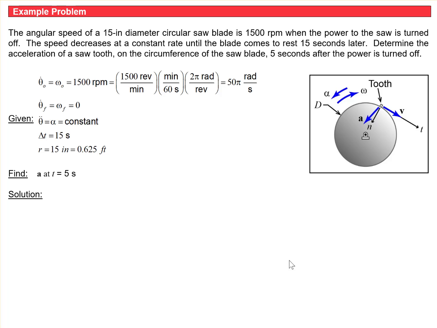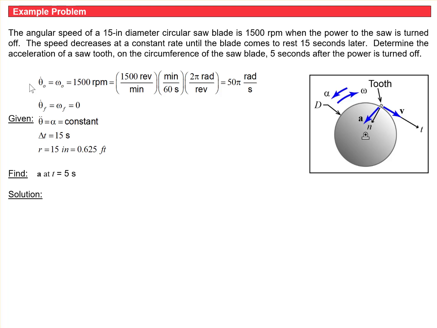In this problem, we have a saw blade. The angular speed of this 15-inch diameter saw blade is 1500 RPMs. When the power to the saw is turned off, the speed decreases at a constant rate until the blade comes to rest 15 seconds later. Determine the acceleration of the saw tooth on the circumference of the saw blade 5 seconds after the power is turned off. All right, so what do we know?